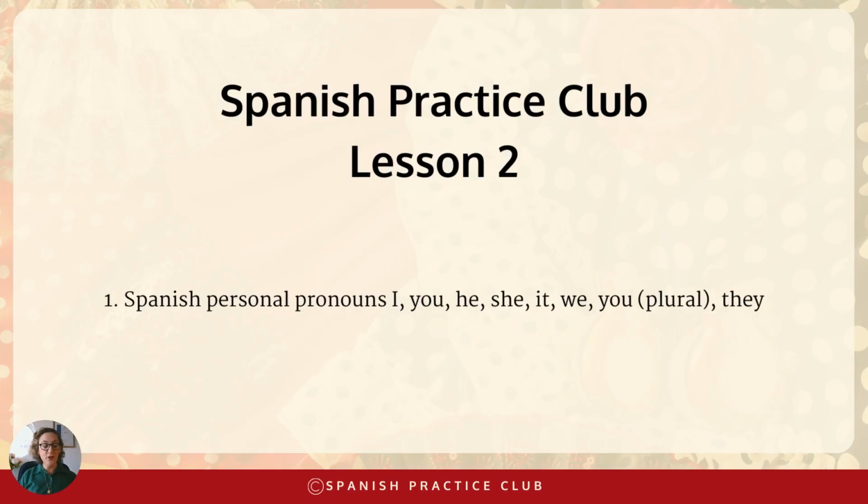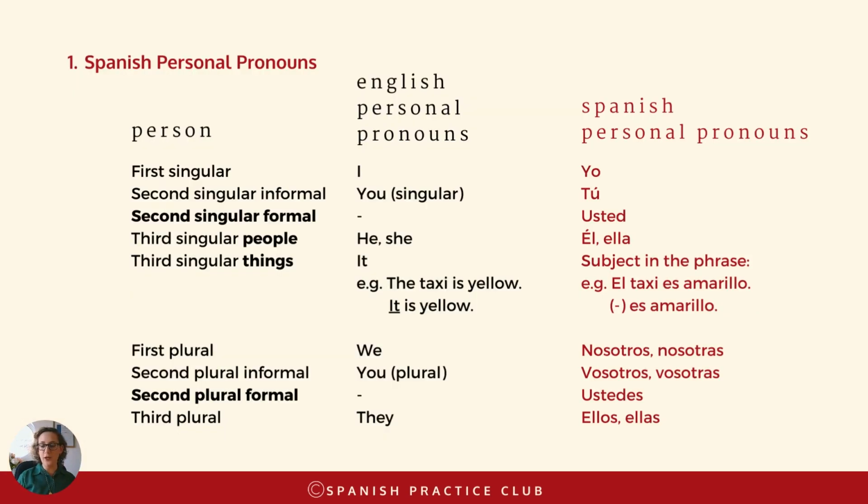So in lesson 2, we're going to be learning the Spanish personal pronouns: I, you, he, she, it, we, you plural, and they. So those will be your English personal pronouns, and this is the table for the Spanish personal pronouns. So in Spanish, we have 12 personal pronouns as opposed to the English language, where they have 8. So we've got the personal pronouns separated into 2 little groups.